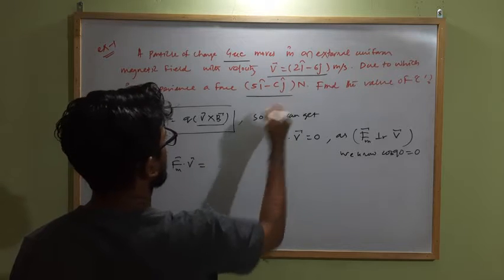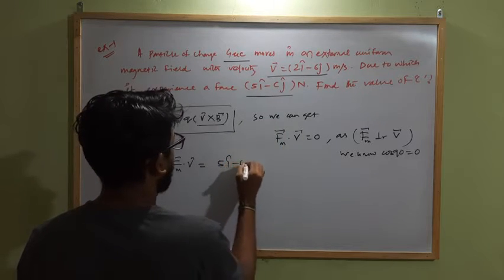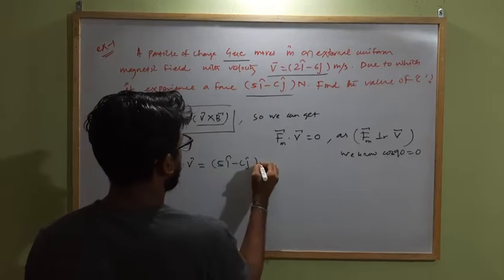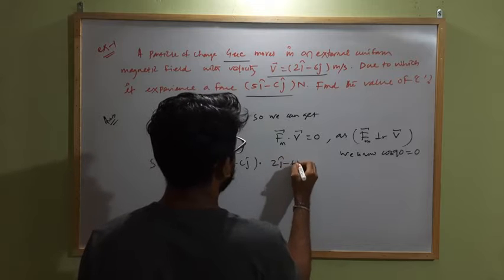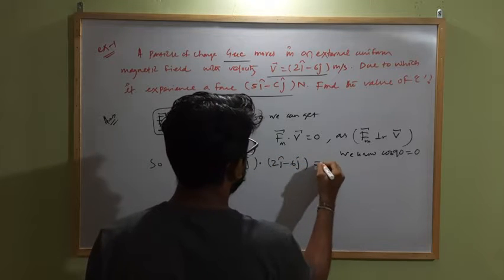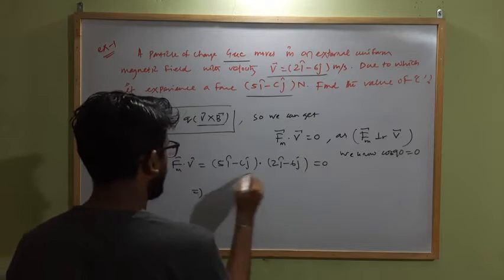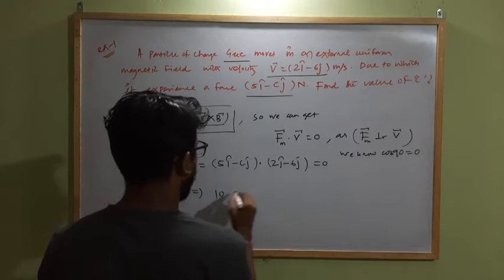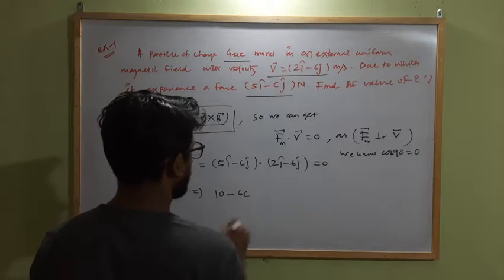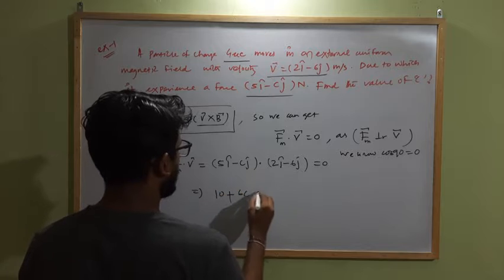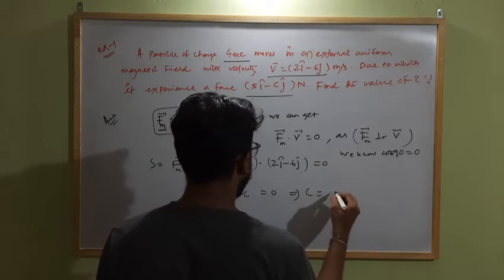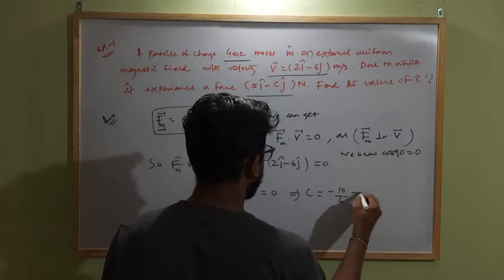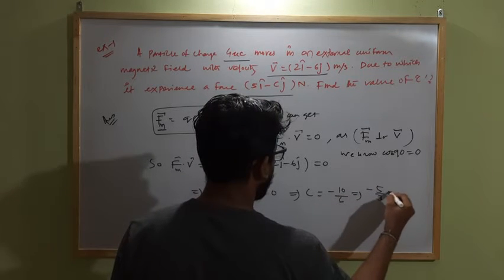So by using this, F dot v is equal to how much? What is the value of force? 5 i cap minus c j cap, dot, what is the value of velocity? 2 i cap minus 6 j cap, must be equal to 0 as they are perpendicular. So this implies 10 minus 6c, sorry, plus 6c equal to 0. So this implies c equals minus 10 by 6 or minus 5 by 3.